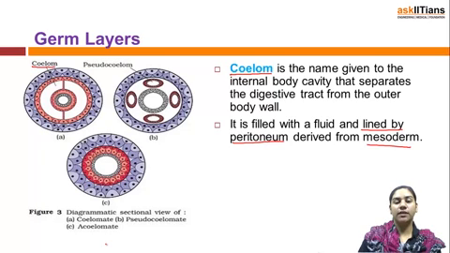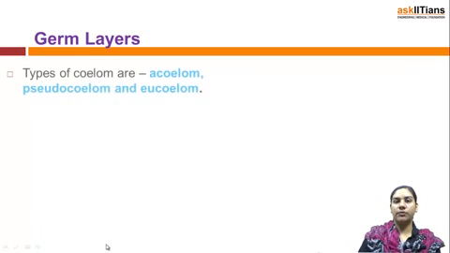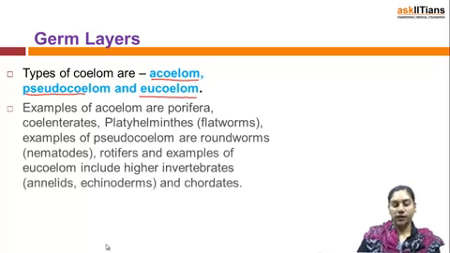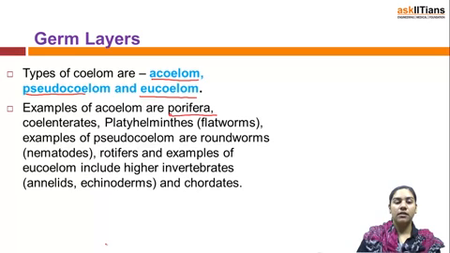There is another arrangement known as the pseudocoelom. So when the animal has a pseudocoelom, the body cavity looks like this, and if the animal is acoelomate, that means it doesn't have any coelom, it looks like this. So these are the types of coelom: acoelom, pseudocoelom and the eucoelom. The examples of acoelom are the Porifera, Coelenterata and Platyhelminthes, that are the flatworms, and examples of pseudocoelom are the roundworms, that are the nematodes and rotifers. These rotifers are the wheel animals.